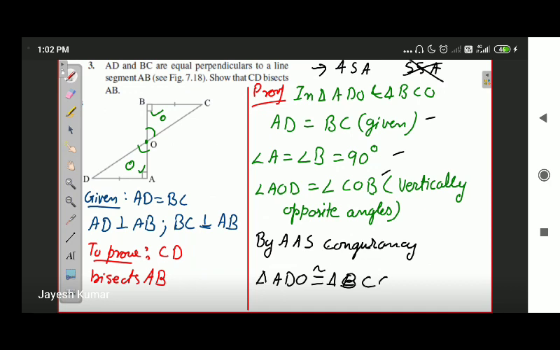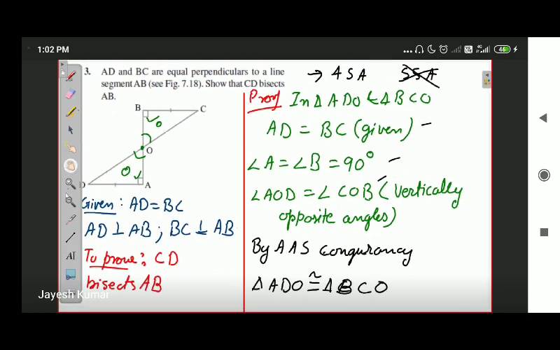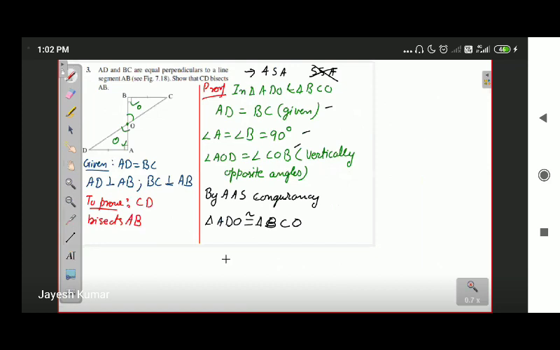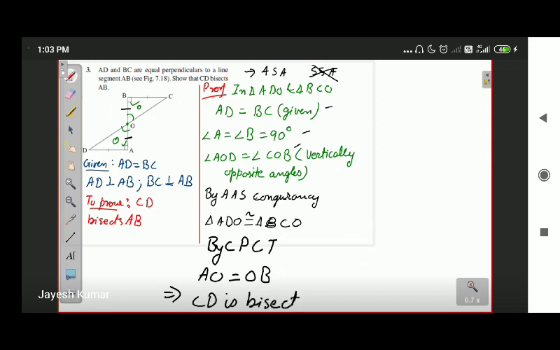And finally, by CPCT, corresponding parts of congruent triangles, you can say that AO and OB are equal. AO is equal to OB. That means CD is the bisector of AB. That means the line CD is the bisector of AB and the point of this bisection is point O.